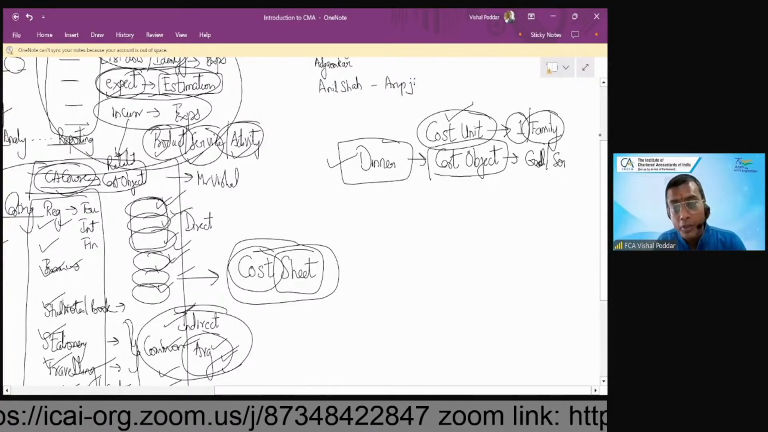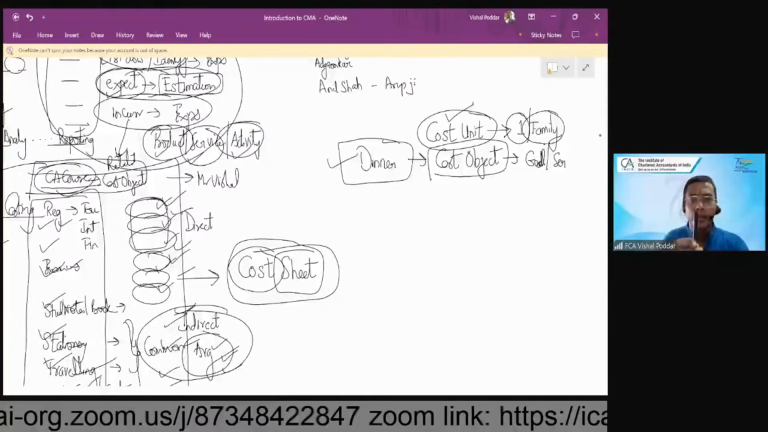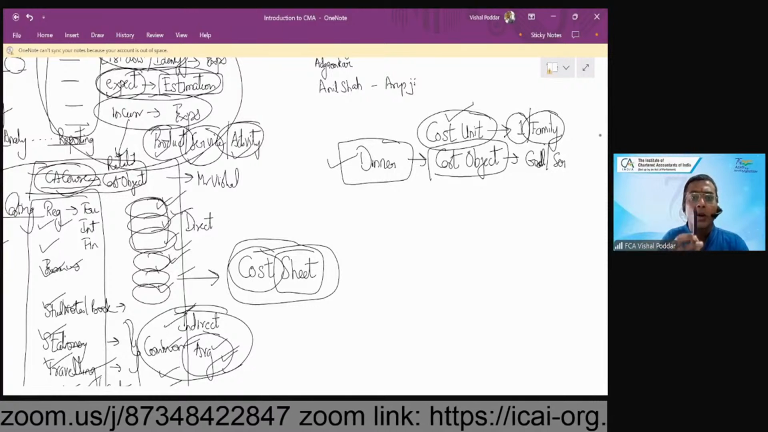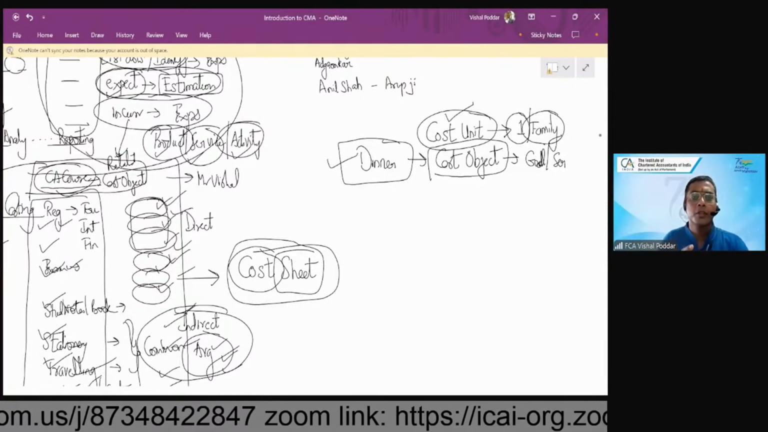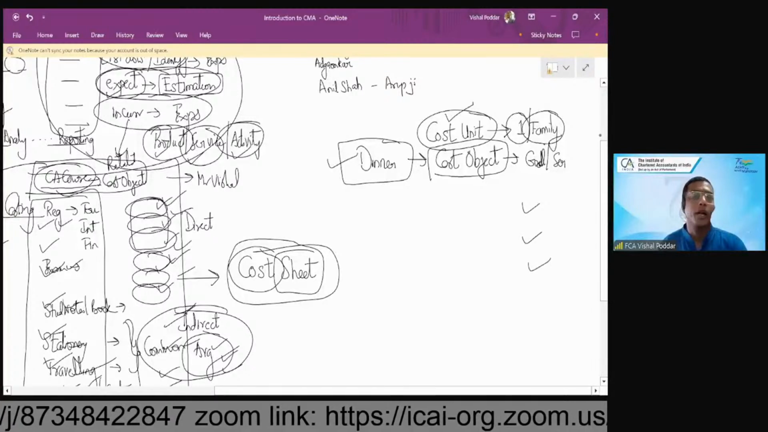I hope everybody understood this. So cost object is the product. It is dinner in my example. But dinner for how much quantity, whether one person or for the family, because that will affect the amounts which I'm going to write here.